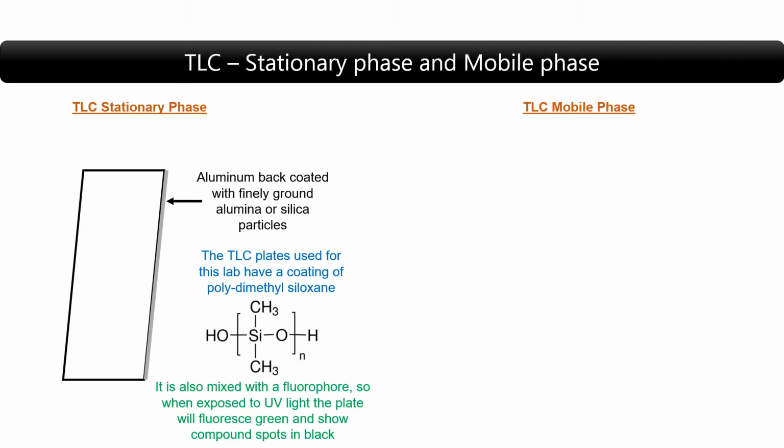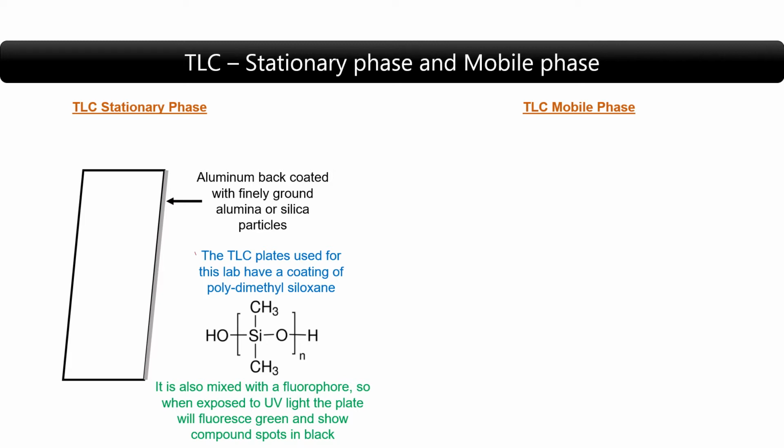The stationary phase of TLC is either a piece of aluminum or a piece of glass that has a very thin, very fine coating of finely ground alumina or silica particles. So this is the solid adsorbent material that serves as the stationary phase in this technique.